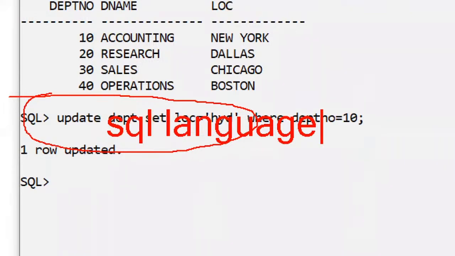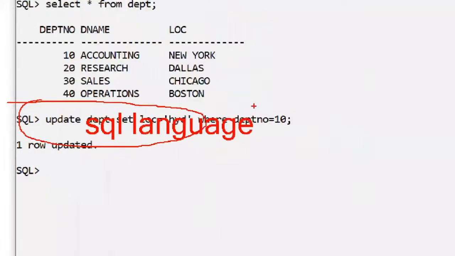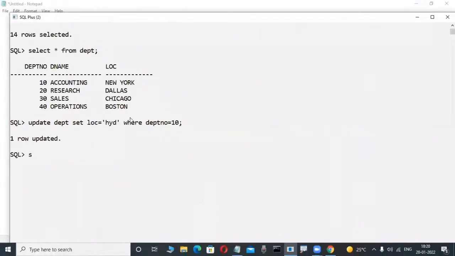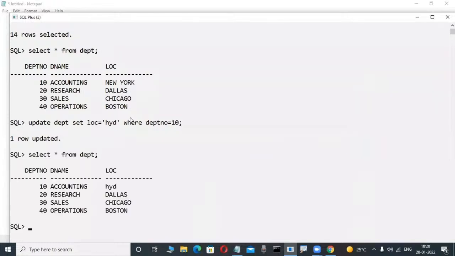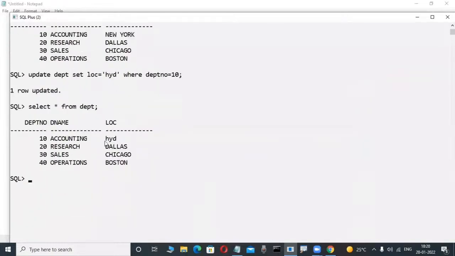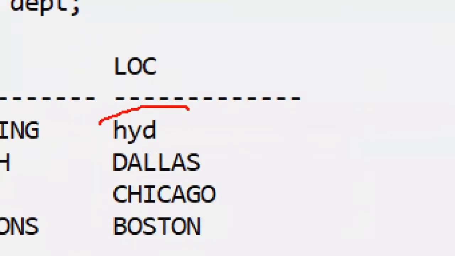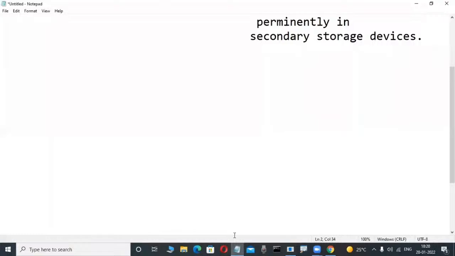Now observe here. Once we write this type of coding, called the SQL language, it is automatically reflected in your database. Observe here, in your database: in the previous case New York is there, but in this case Hyderabad is the location. That's why always observe it here.